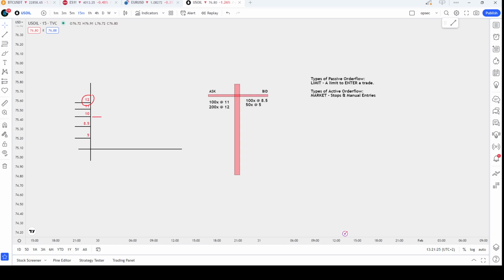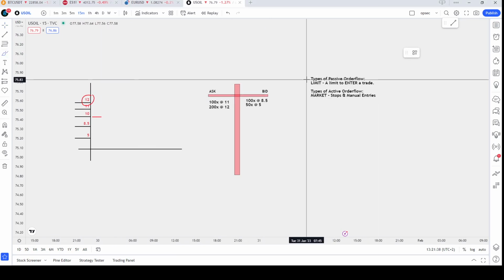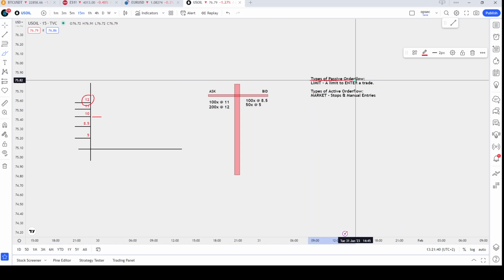So in today's episode, we're going to be going over types of passive order flow, types of active order flow, and then some examples on the charts. Okay, so what you can see over here, right? Let's begin with this. So types of passive order flow.